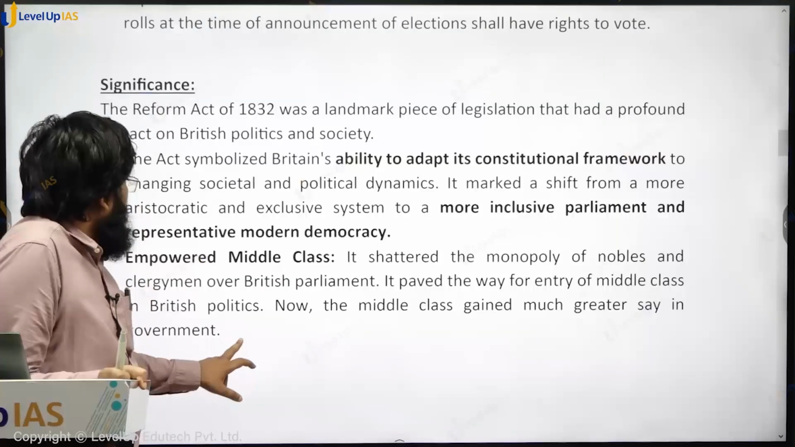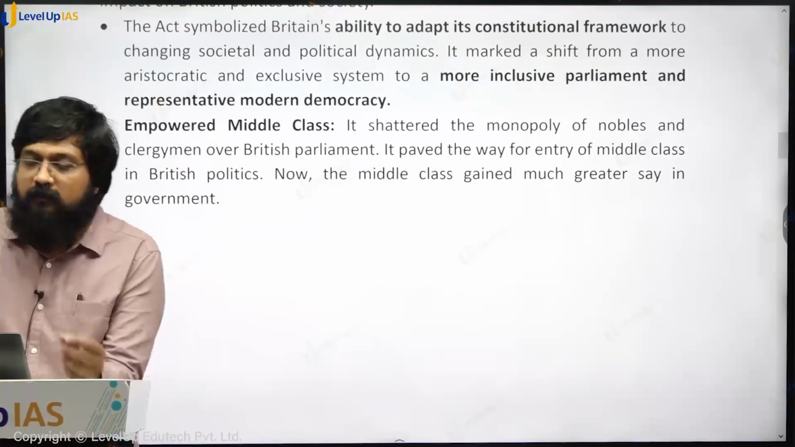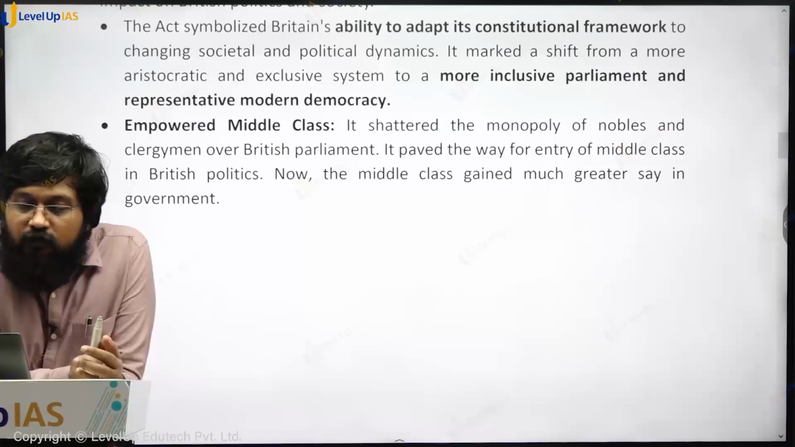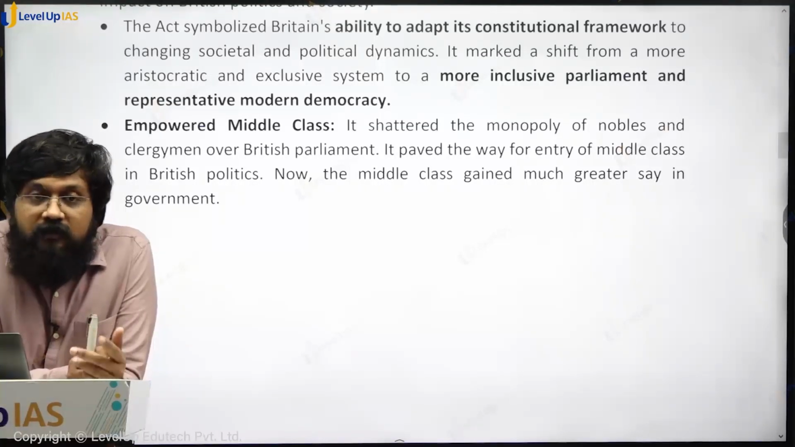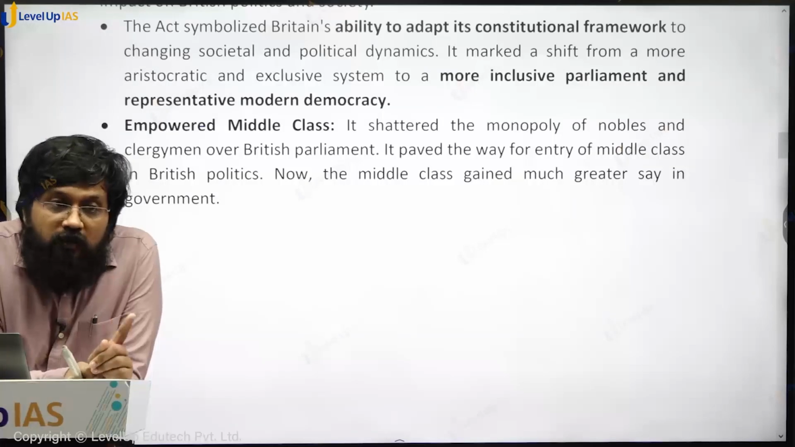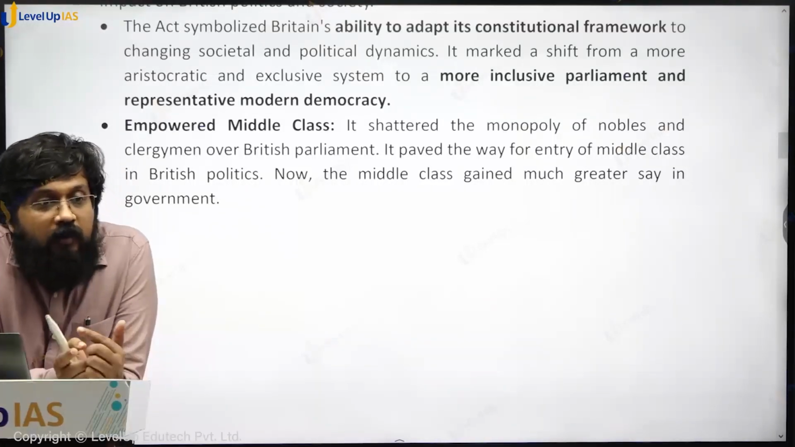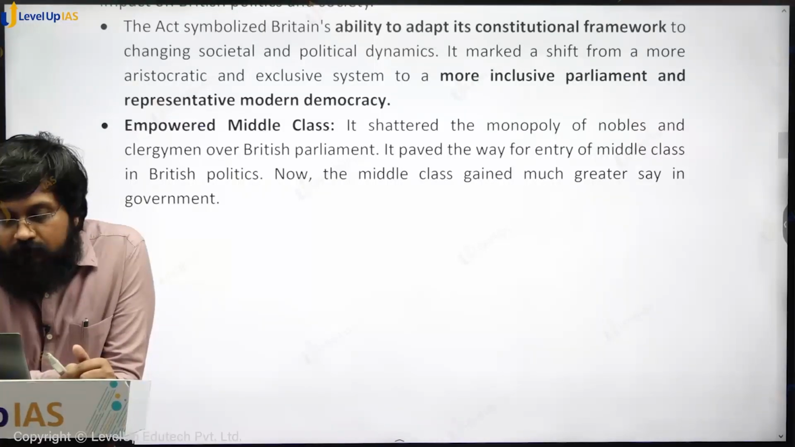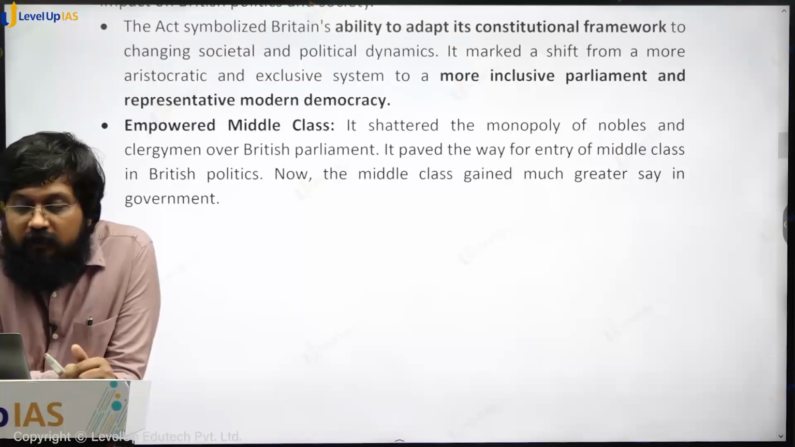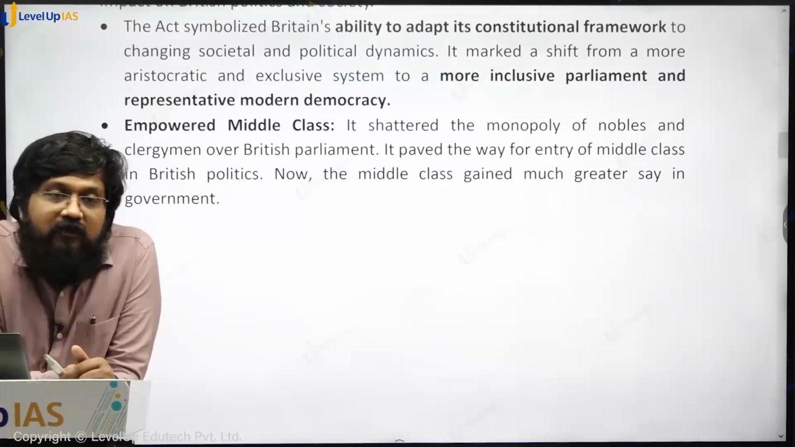Okay. Next point, empowered middle class. It shattered the monopoly of the clergymen and nobles. It paved the way for the entry of middle class. And middle class now gained much greater say in the government. Not only did they get the representation, their ideas now were becoming powerful in the government policy in the forthcoming time. So the middle class was the driving force behind the industrial revolution, and by giving it more say, it helped to create a more favorable environment for further economic growth.